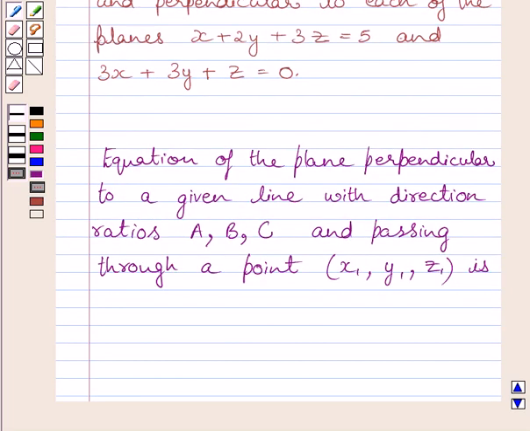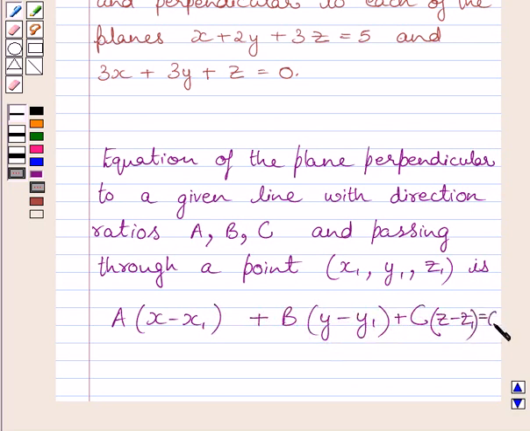First of all, let us understand that the equation of a plane perpendicular to a given line with direction ratios A, B, C and passing through a point x1, y1, z1 is A multiplied by x minus x1 plus B multiplied by y minus y1 plus C multiplied by z minus z1 is equal to 0. This is the key idea to solve the given question.